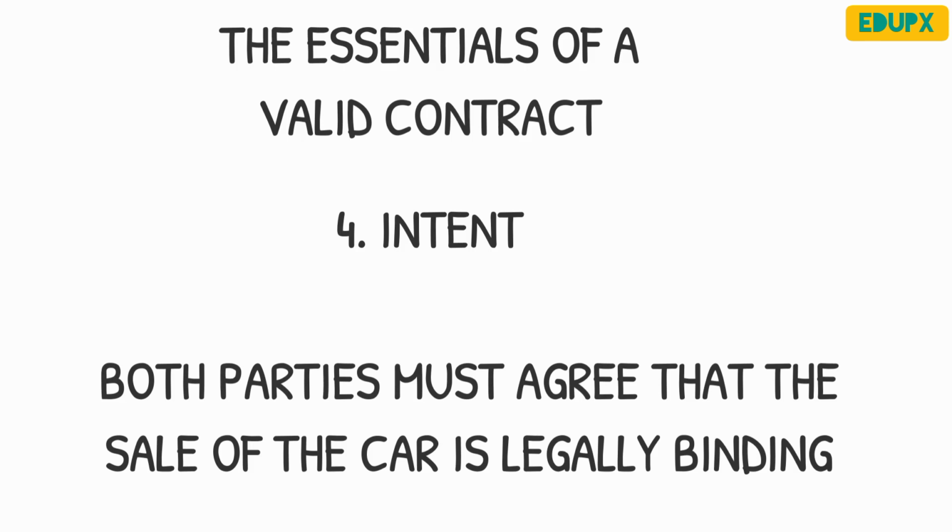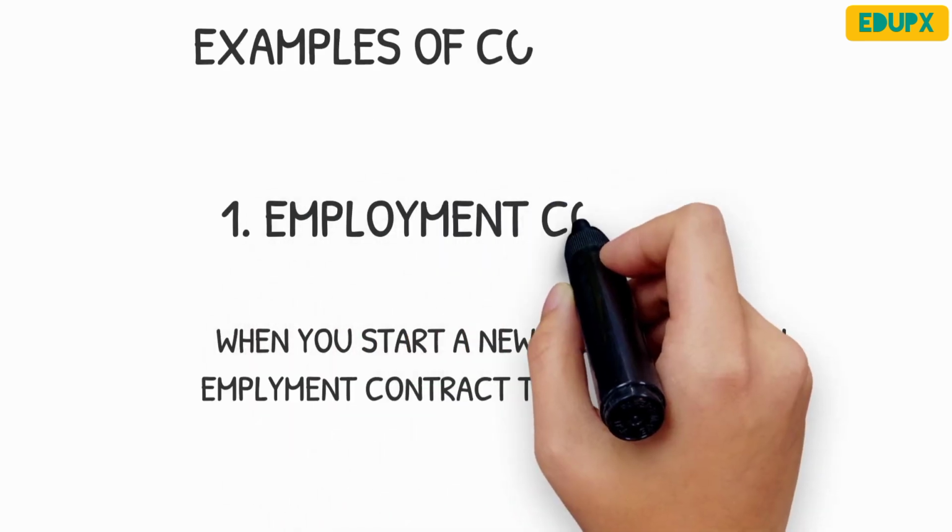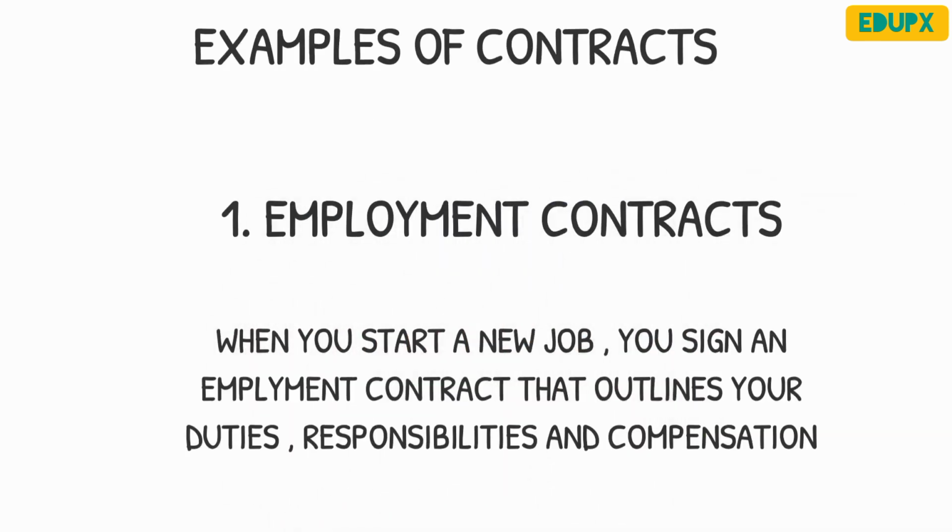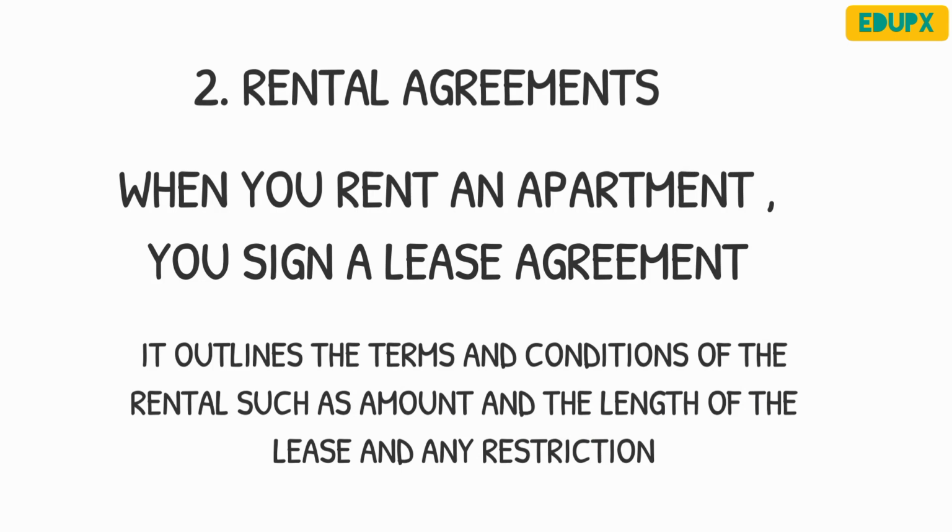If any of these elements are missing, the contract may be invalid or unenforceable. Now let's look at some common examples of contracts. 1. Employment contracts. When you start a new job, you typically sign an employment contract that outlines your duties, responsibilities, and compensation. 2. Rental agreements.